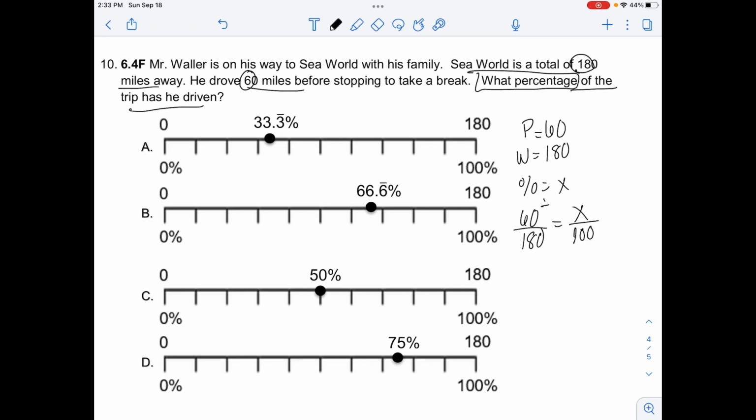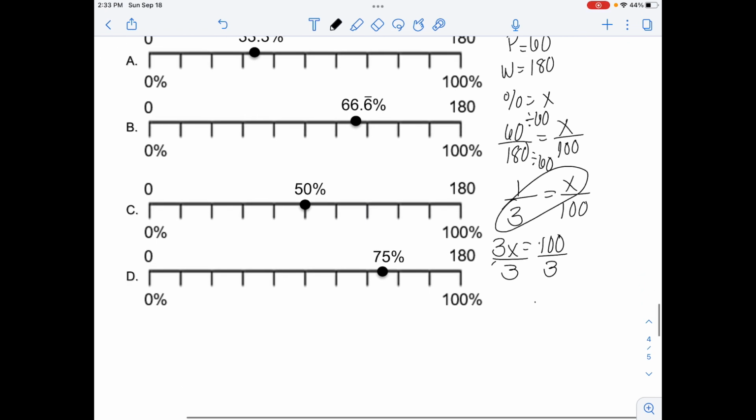Now I can divide the numerator and denominator by 60. So I get 1/3 equals X over 100. So this turns into 3X equals 100. And I'm going to divide by 3. Divide by 3. So I'm going to get 100 divided by 3.